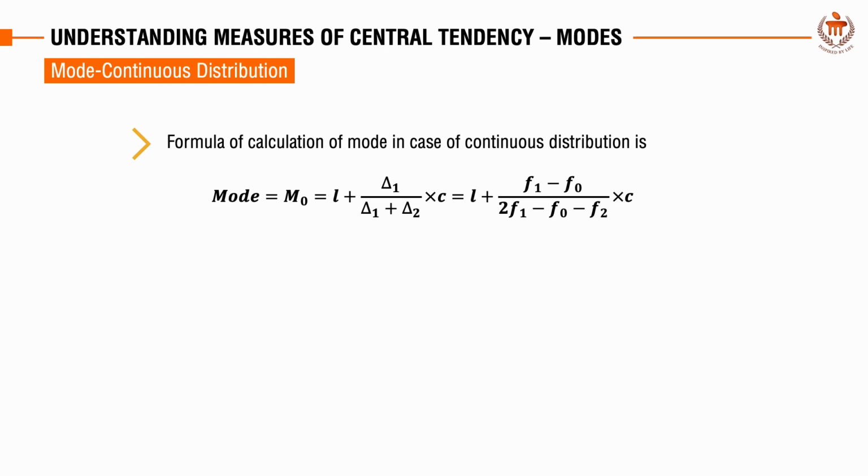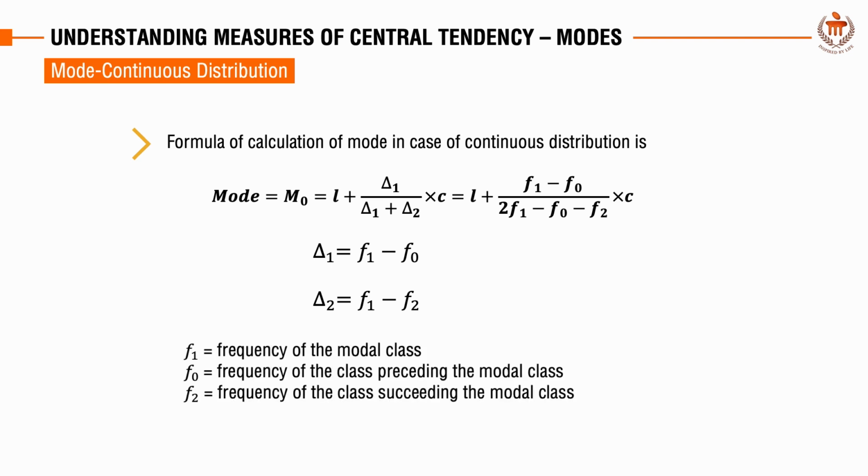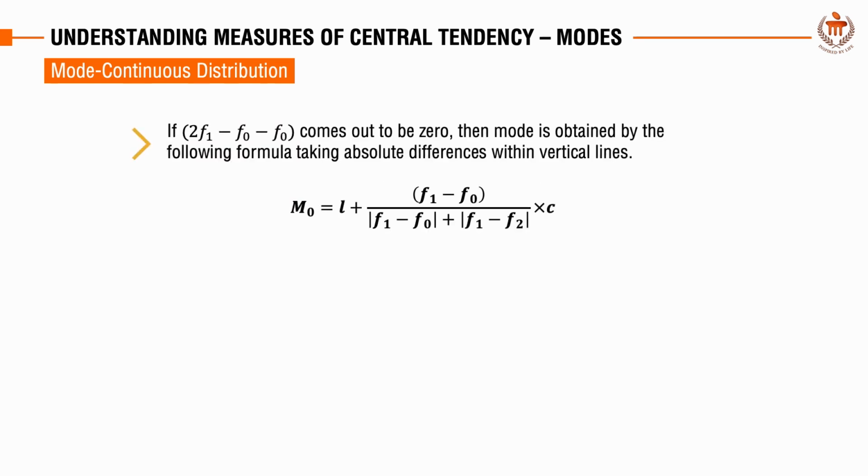Now when continuous distribution data is given to you, the formula of mode would be like this, as you can see on the screen. Here L is the lower limit of the class interval, while delta 1 is the difference F1 minus F0. Delta 2 is the difference F1 minus F2, where F1 is the frequency of the modal class, F0 is the frequency of the class preceding the modal class, and F2 is the frequency of the class succeeding the modal class.